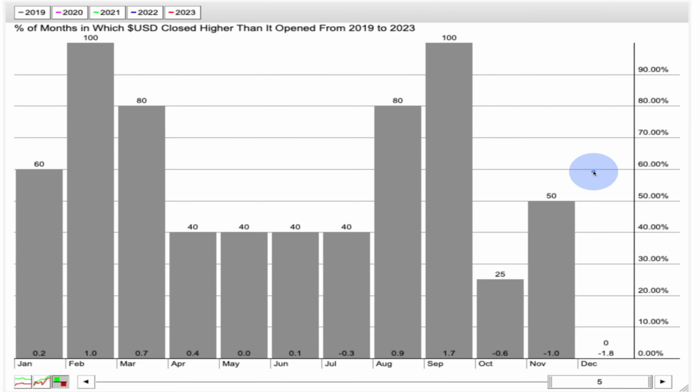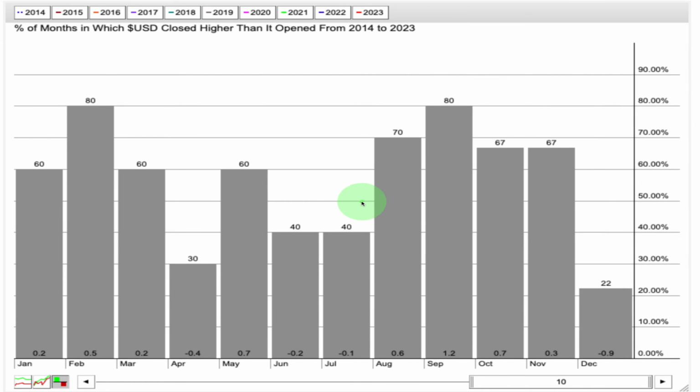Let's look at our seasonality chart on the dollar. Using a 5-year average, you notice that September is very strong on the dollar. You get this nice little pop up, and then October is weak, and November is flat, and we have no data for December. If we do a 10-year, you notice that September is still strong, October and November are strong, and then December gets a little weak.